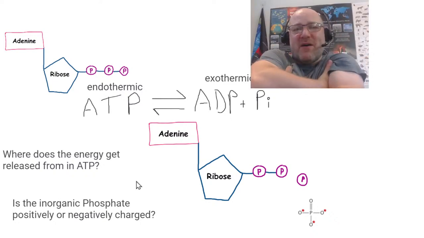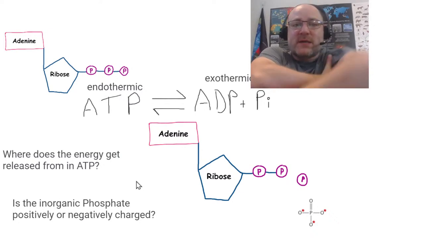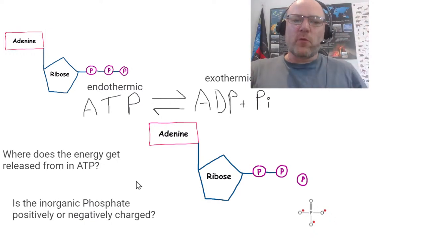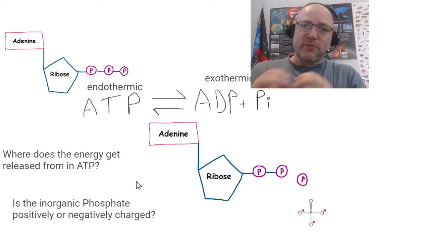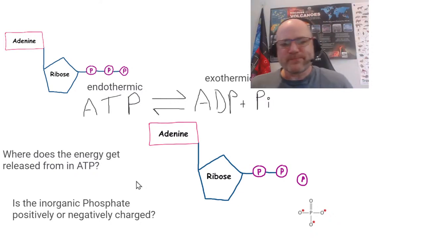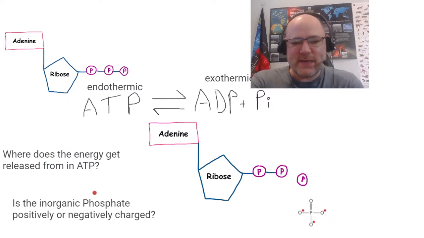Put your hands under your armpits. You can feel heat. Well, I can. If I put my hands under my armpits, I can feel heat. That's the heat being released from all those ATP molecules being broken into ADP plus Pi, because it's an exothermic reaction.